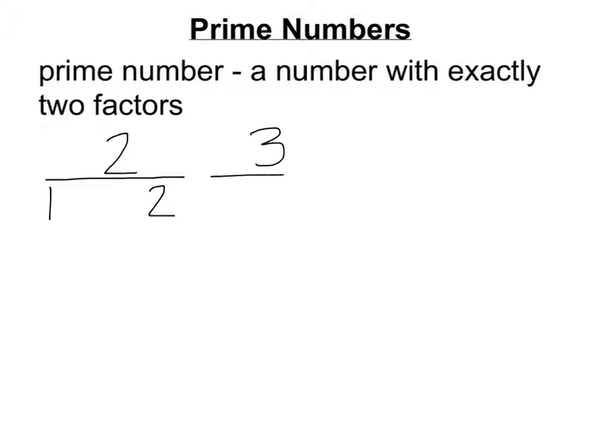Three, start with the duh factors, and we count. 1, 2. 2 does not go into 3. And then 1, 2, 3. We've gone over to the other side. We're done. So 3 is also a prime number.